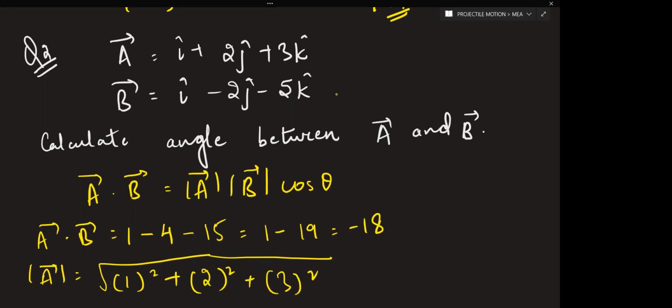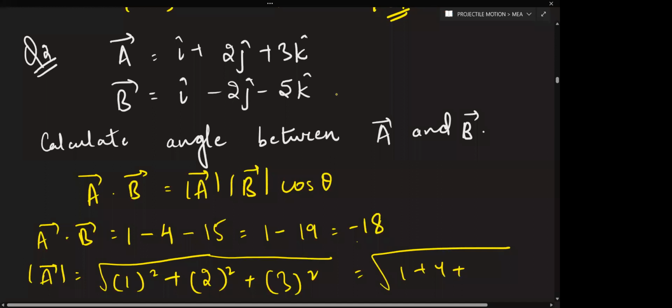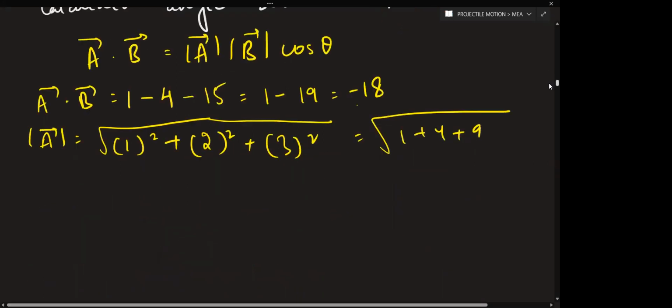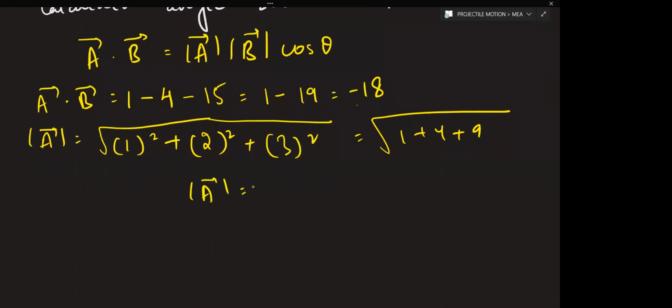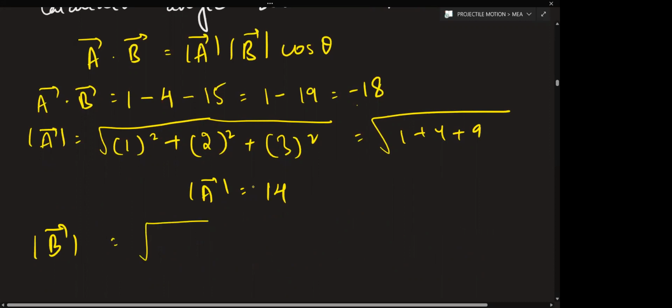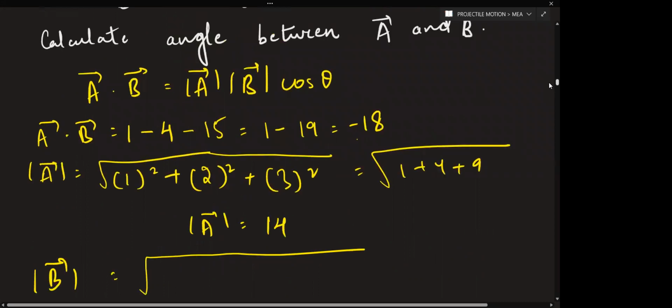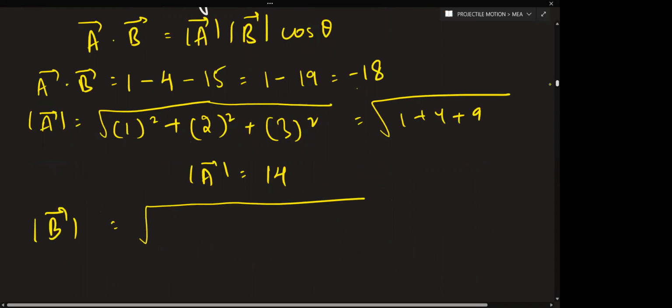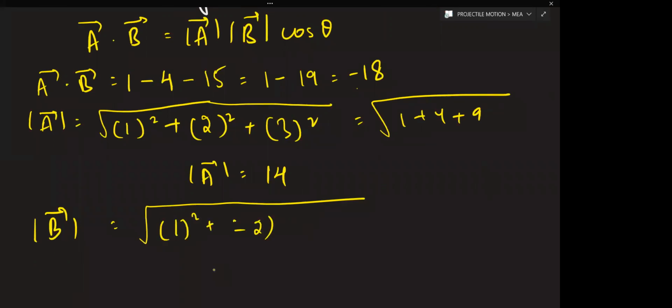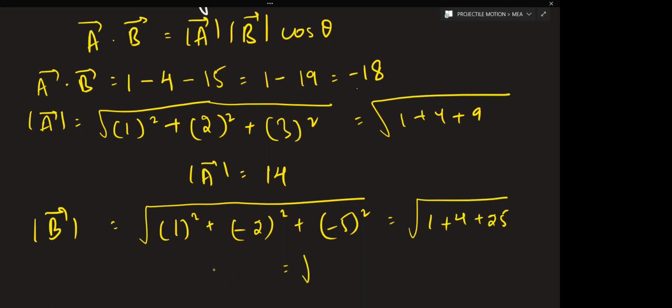Right? Now class, what are we left with? We are left with under root 1 plus 4 plus 9. So this is 14. So A vector's magnitude is under root 14. Now vector B's magnitude. What was the vector? 1 square, minus 2 square, and minus 5 square. Coefficient of i cap square, coefficient of j cap square, and square of coefficient of k cap. So what are we left with here? 1 plus 4 plus 25. So 5 plus 25, this is 30, right? So under root 30, and here we have under root 14.